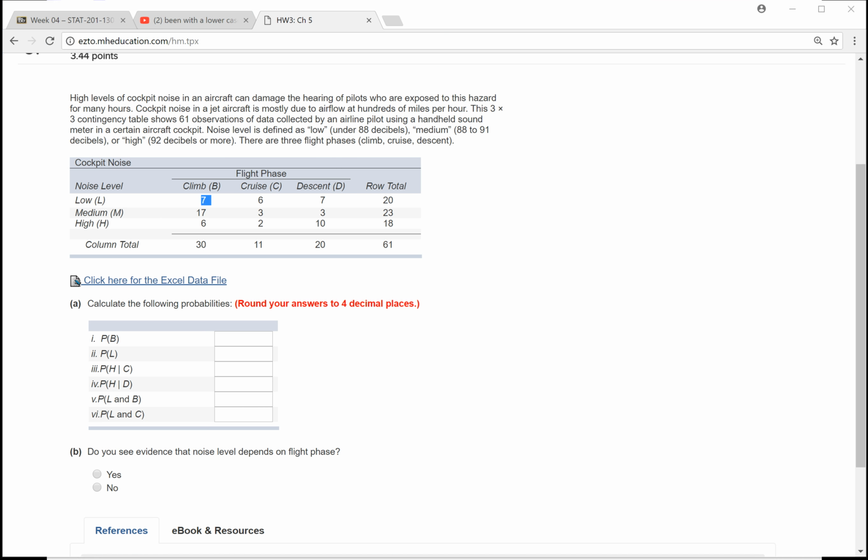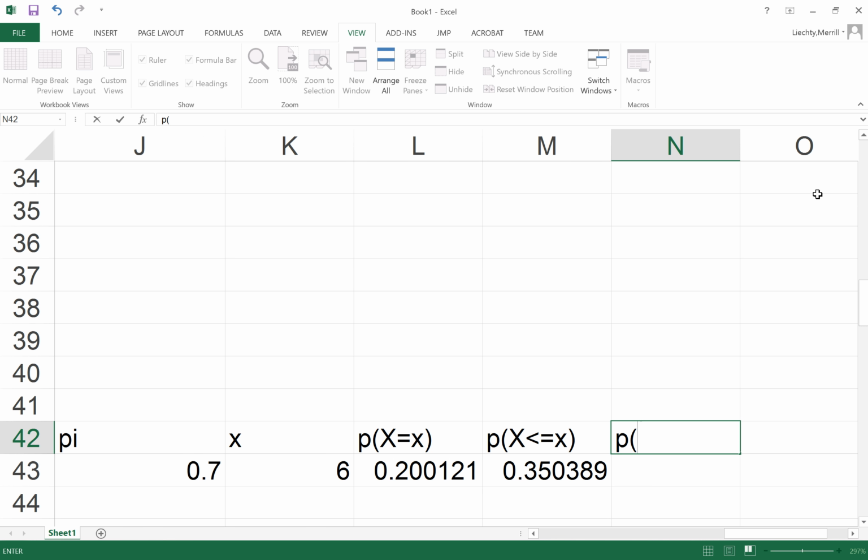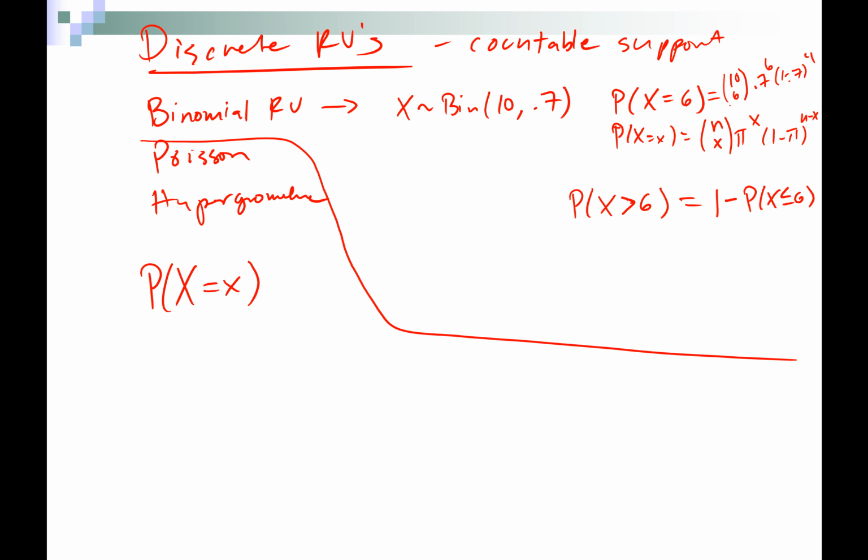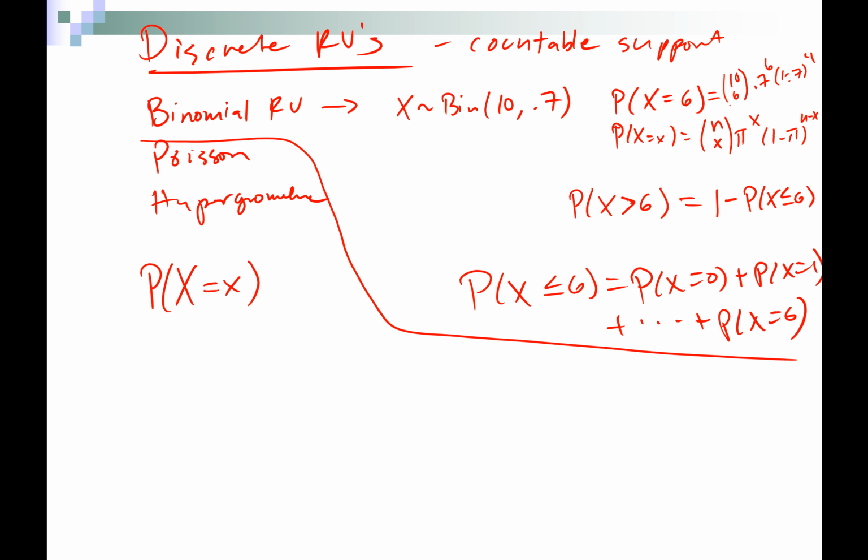So again, the complement rule comes into play, and we'll say probability x is greater than x. That's going to be 1 minus that thing. The reason that the cumulative probability is so useful is because I can make things simpler. Instead of having to write out the probability that x is less than or equal to 6, that's the probability that x is equal to 0 plus the probability that x is equal to 1, and so forth. That's kind of a pain in the neck. If I have a calculator, or even with a computer, it's kind of a pain to do that 7 times. If I just use the cumulative function, I just call the function once and it does it for me.